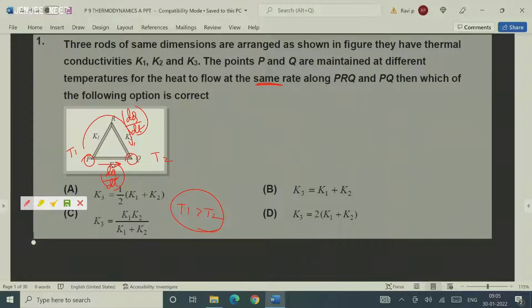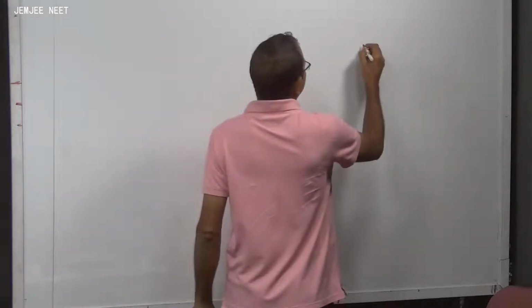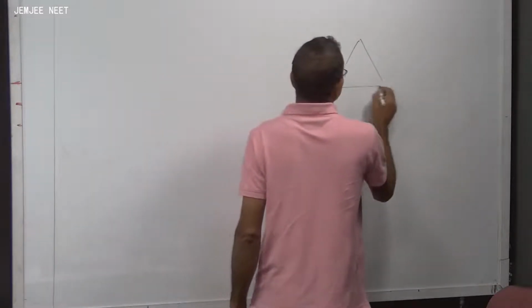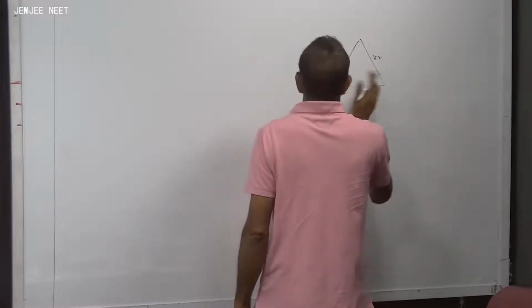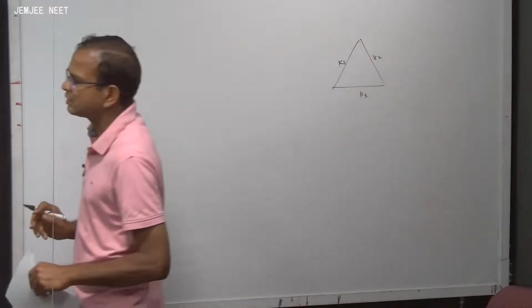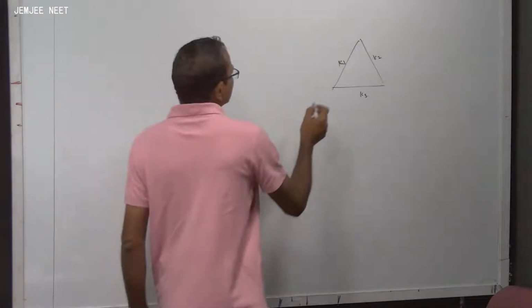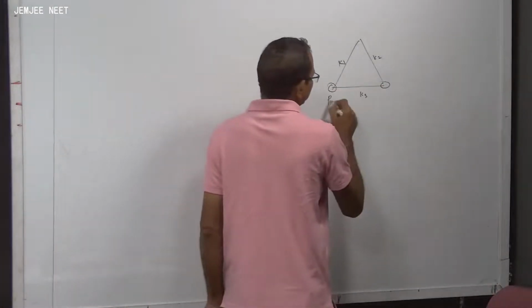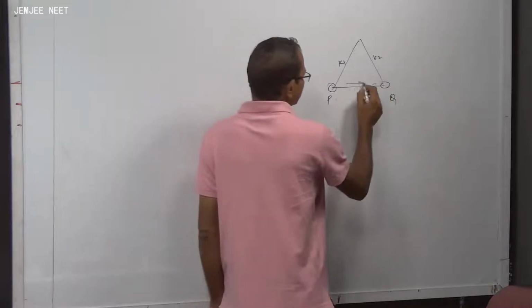Shall we go ahead? Please come here. According to them, it is like this: K1, K2, K3. All of them have got equal length, right? Okay. From here to here, the heat has to go from P to Q. First case, because heat goes like this.